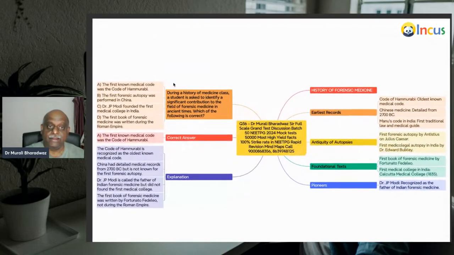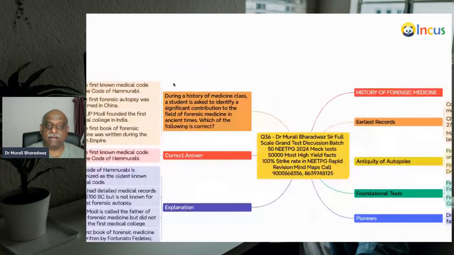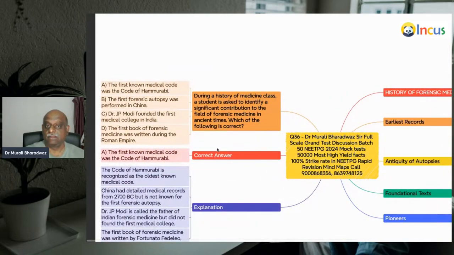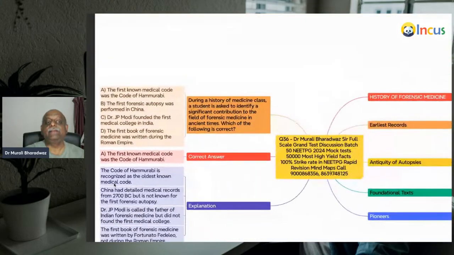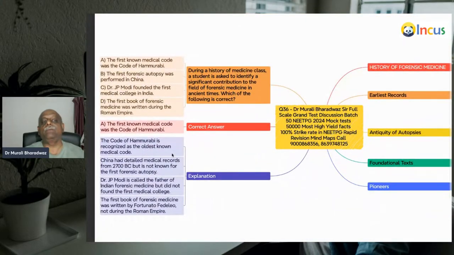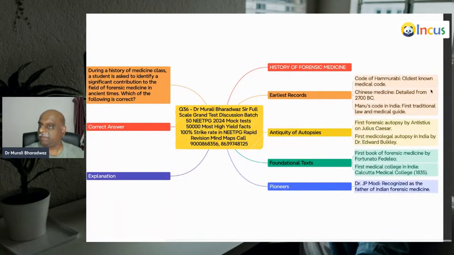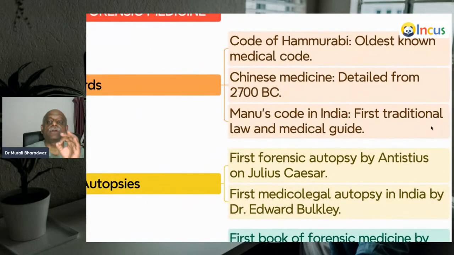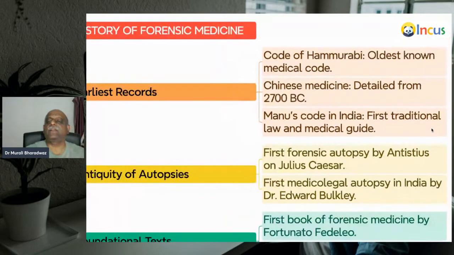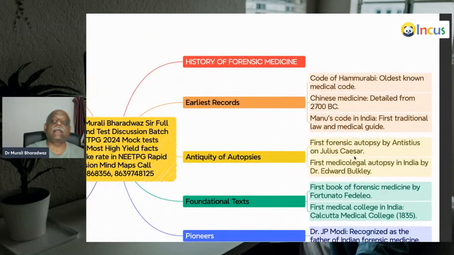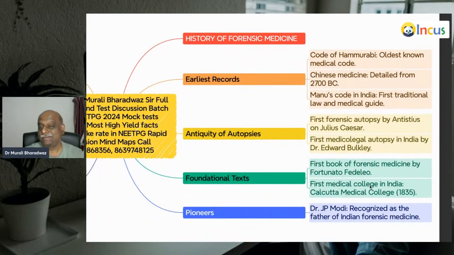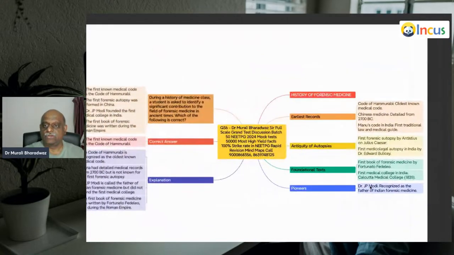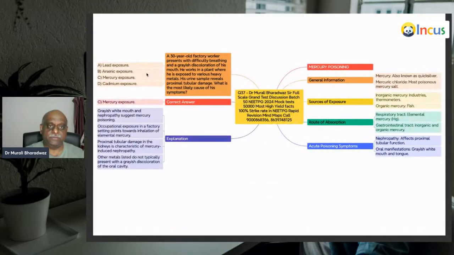Now, during the course of a medical class, the Code of Hammurabi is recognized as the oldest known medical code, is what you need to remember. Chinese medicine dates back to 2700 BC. Manu's code in India is the first traditional law and medical guide, Manu Dharma Shastra. So, doctor, I leave a bit of history to you.